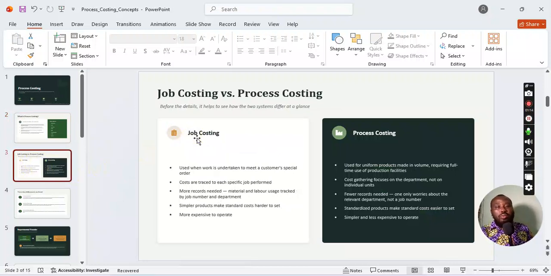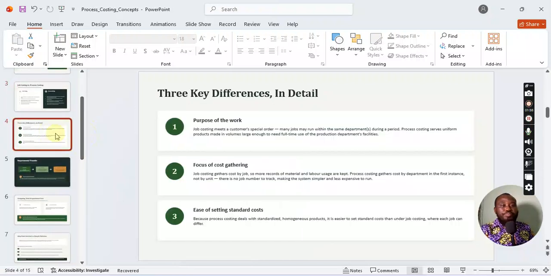So also, when we talk about job costing and process costing, we explained earlier that job costing entails specific order cost, unlike process costing that is not specific order. It has to do with the production of uniform products that are homogeneous, and also the production of these products in volumes. So I won't be taking much of your time because we've already explained all this earlier.